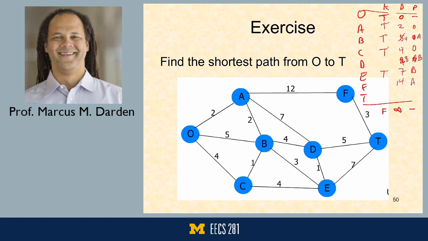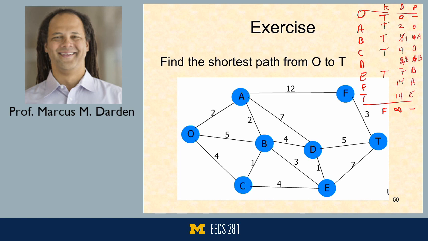E can reach D in 1. So 7 plus 1 is 8, which I already have an 8. You could update that if you wanted to, but that's additional work that's unnecessary. So I'm not going to update it because it's not an improvement. So I don't make any changes there. And E in 7 plus 7 more to T looks like 14.